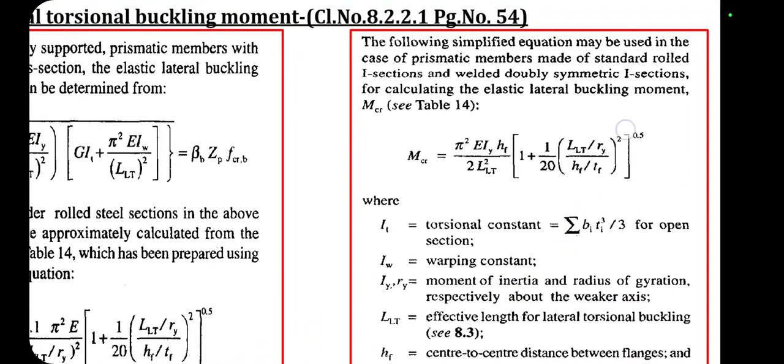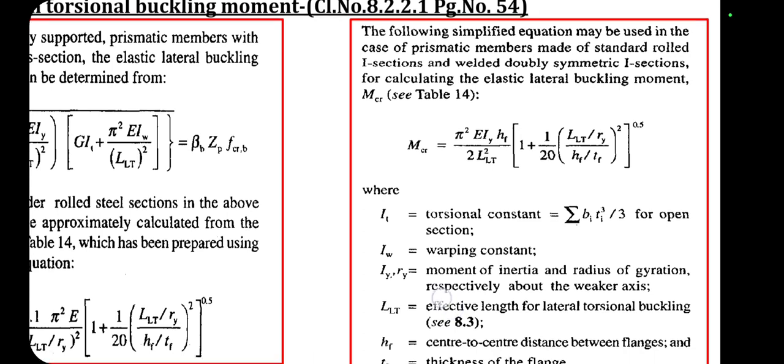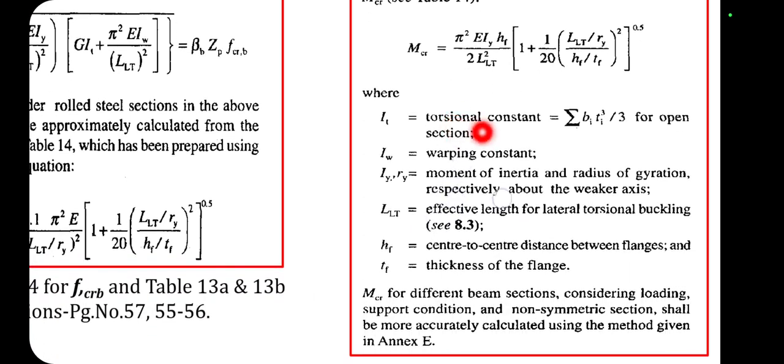The following simplified equation is used to calculate the Mcr. Mcr is equal to pi square EIy hf upon 2 LLT square into bracket 1 plus 1 upon 20 into bracket LLT upon ry upon hf upon tf square bracket raised to 0.5, where It is the torsional constant for open section, Iw is the warping constant, and Iy and ry are the moment of inertia and radius of gyration respectively about the weaker axis.